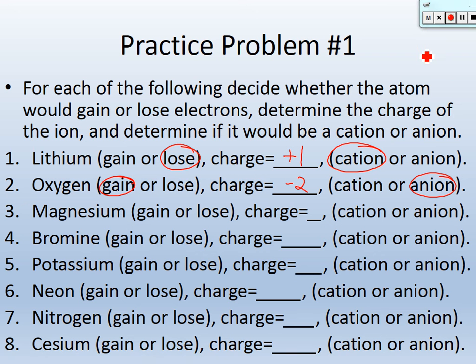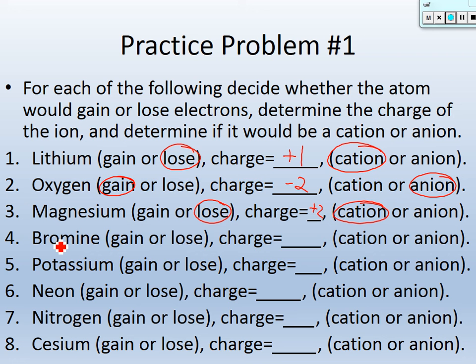All right, let's see if we got them right. Magnesium. It's in group 2. Easier to lose those 2 or gain 6 more? Lose 2. So it's going to lose, and it's going to have a charge of plus 2. Cation or anion? Cation. It's positive. Remember, cats are positive, right? We like cats.